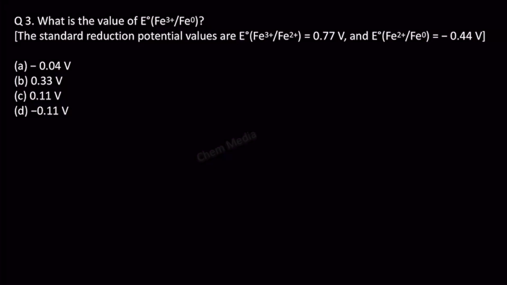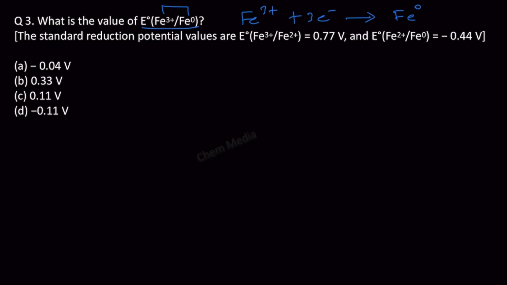Hello everyone, here is a question from electrochemistry. What is the value of E0 cell when Fe3+ becomes Fe0? If Fe3+ is becoming Fe0, that means it requires 3 moles of electrons, isn't it? It has to gain 3 moles of electrons so that it can become Fe0.